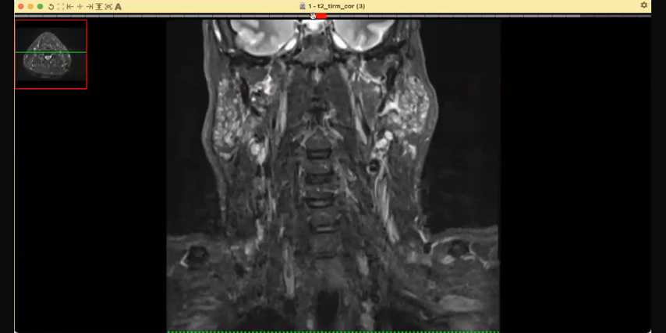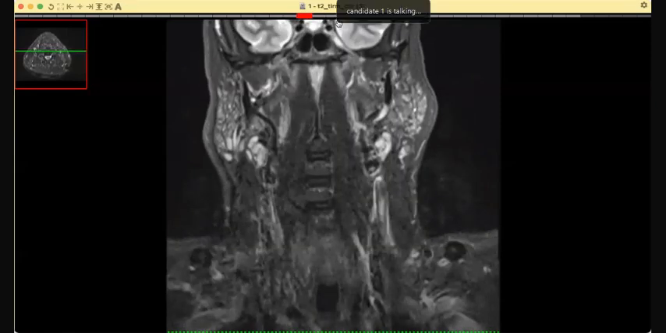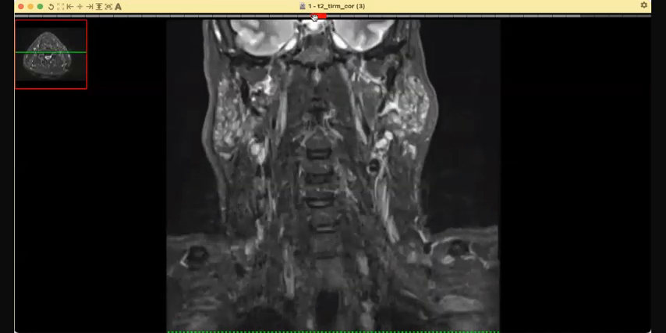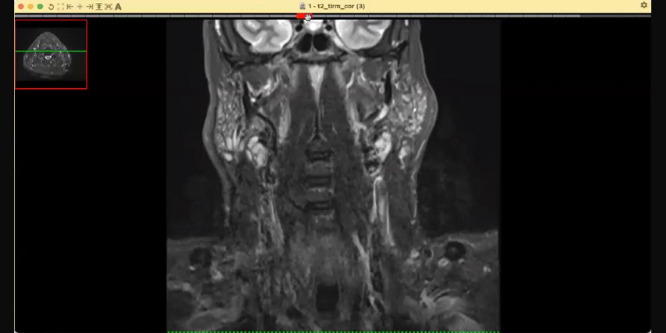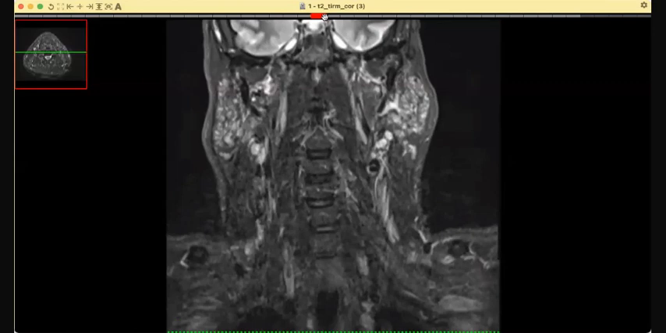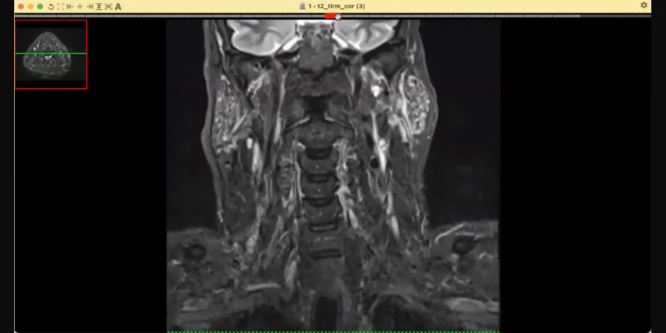Where is it? I'm looking at this area here. Right. So what do you think is happening within the gland? You could see these punctate high signal intensity foci. What exactly is that?